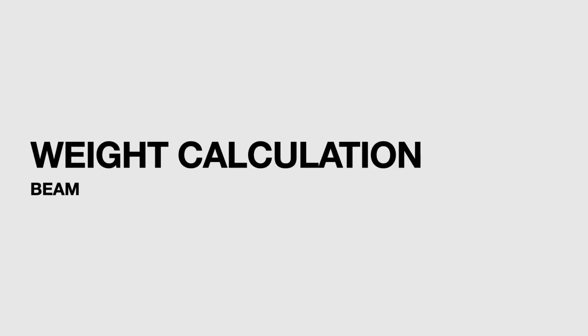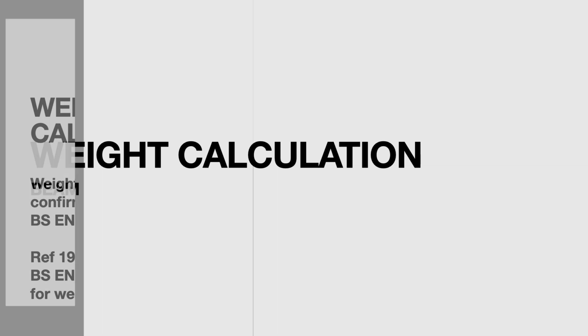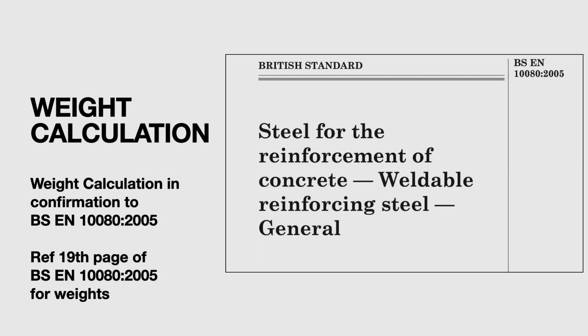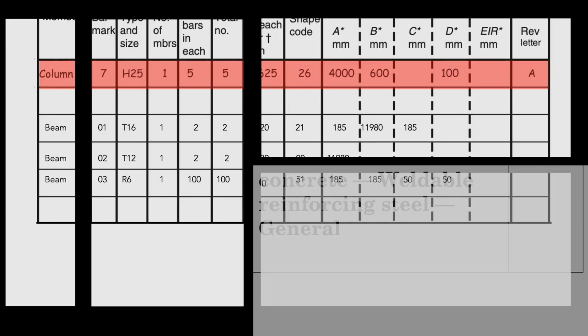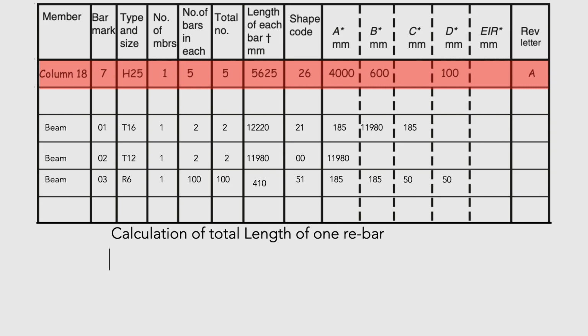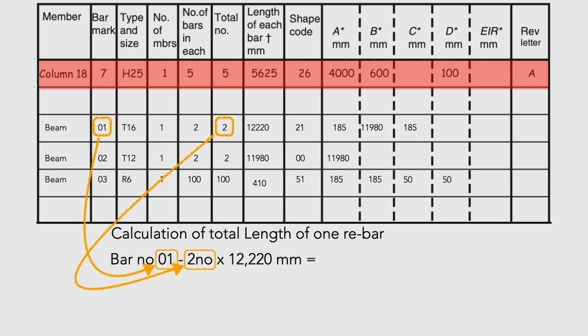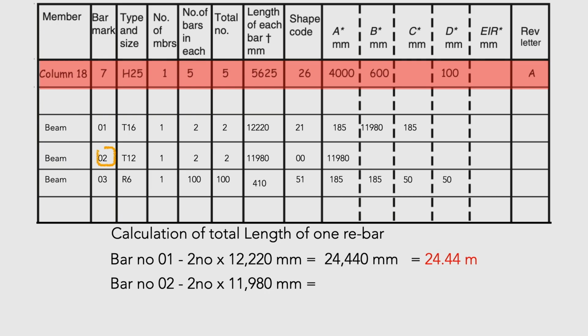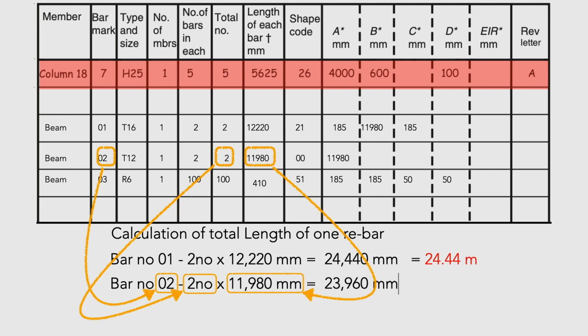Way forward is calculation of weights according to bar type. 3 different bar types are in this example and calculations are based on BS 4449, 2005. First step in calculating the weight of the bars is calculation of total length of each bar in the concrete element. Multiplication of the total number of reinforcement members in one concrete element by the length of each reinforcement bar will be the answer for cumulative length of one reinforcement bar in the concrete element.